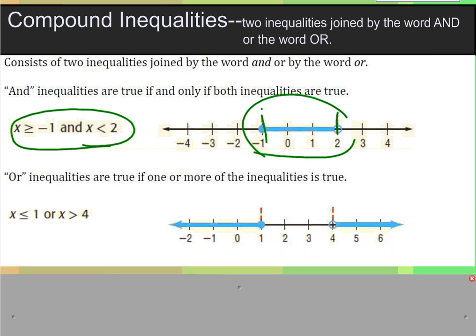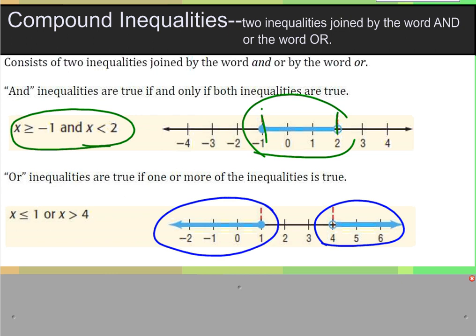Or means you're going to go the opposite direction. So you've got x less than or equal to 1 or x is greater than 4. You've got this range or this range. You have to think logically about this. If I go back at and, this has to be true and this has to be true. So both of them have to be true, so there's only a limited area you can look at where that's true. There's only a limited amount of numbers that are bigger than -1 and less than 2.